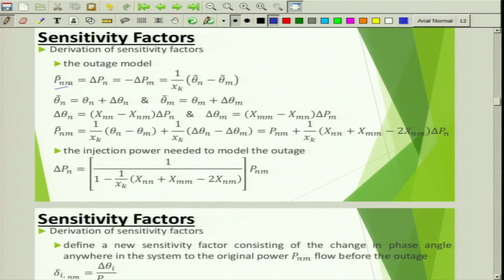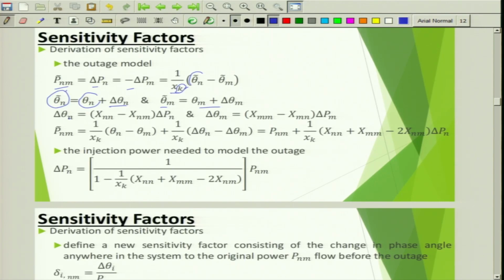Now PNM cap, this change, is nothing but delta Pn. This is the same as minus delta Pm, which I have already discussed, right. So how do you represent this? This is nothing but 1 by xk, because this is the line K which has been outed, times the change in angle, theta n cap minus theta m cap. This is with respect to after the outage. Now the after-outage theta n cap is nothing but the value before, theta n, plus the actual change during the outage, delta theta n. Similarly, theta m cap is represented as theta m plus delta theta m.